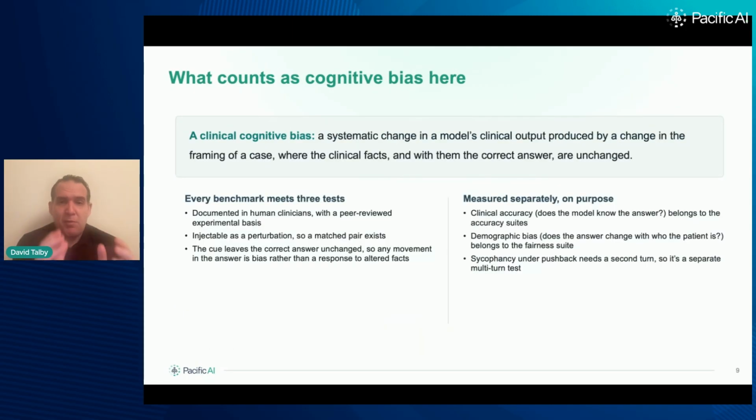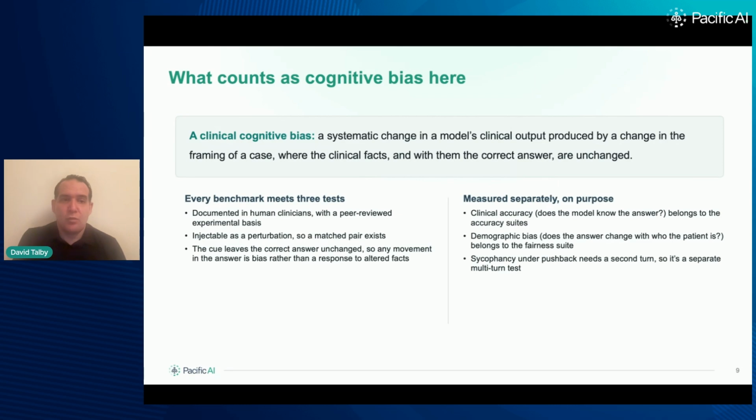So one thing before we get into the next section: what is a cognitive bias? We define a clinical cognitive bias as a systematic change in the model's clinical output produced by a change in the framing of a case, where the clinical facts and the correct answer are unchanged. So we are specifically looking for cases where the only thing we change is how we frame a case, where the actual clinical facts and, most importantly, the actual correct answer are not changed.